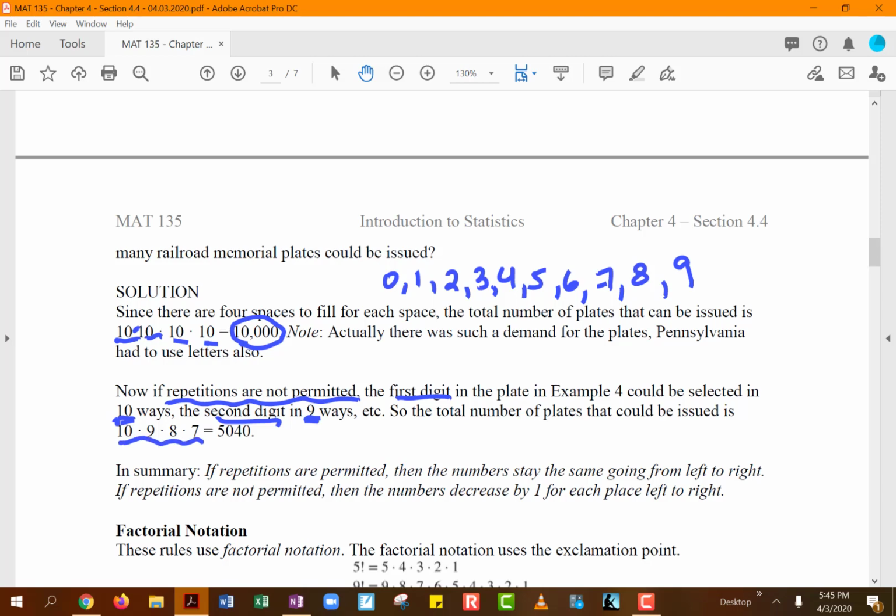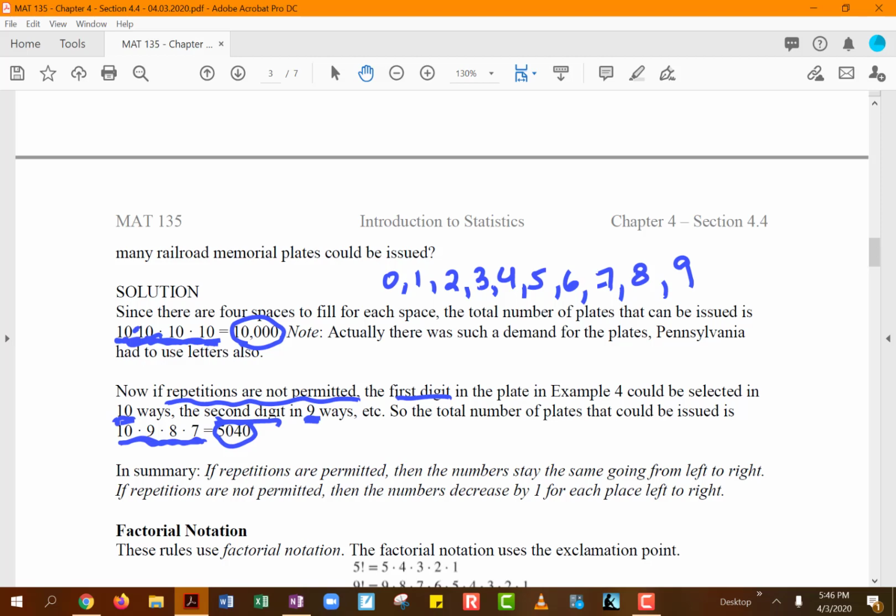Instead of being 10 times 10 times 10 like we did in the first part, you're only going to have 10 times 9 times 8 times 7. And you will notice our number of possibilities goes down. In this example particularly, it goes down by almost half, right? You will only have 5,040 outcomes instead of 10,000 outcomes. So you can see, like I was telling you before, it will change depending on whether repetitions are allowed or not.